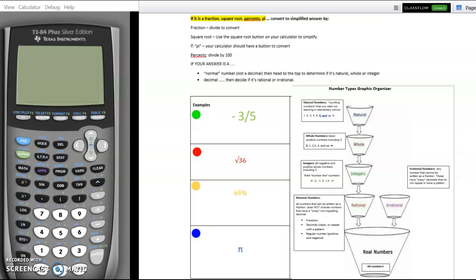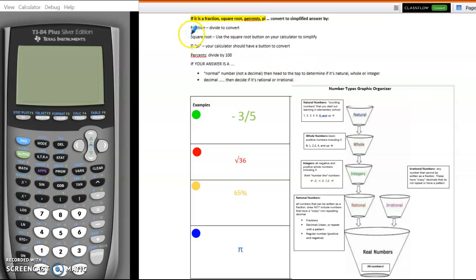All right, guys, today is the last day of us categorizing numbers. So we're going to take a look at those uncomfortable numbers. What if it's a fraction, a square root, a percent? Sometimes it could be a symbol like pi. So first, we're going to take a look at some of the ways to handle those numbers.